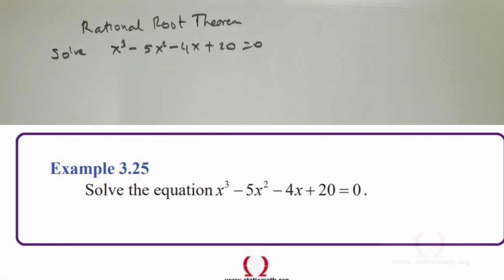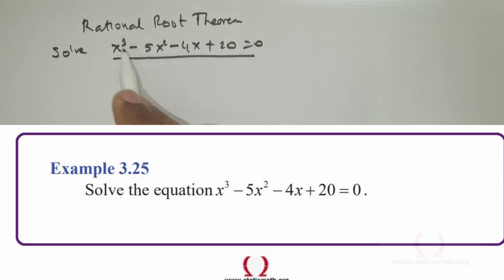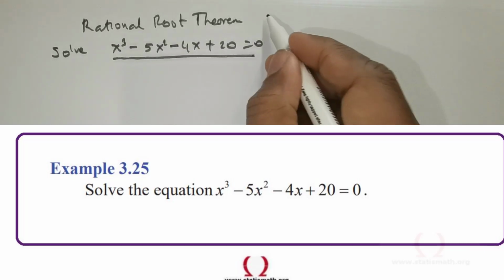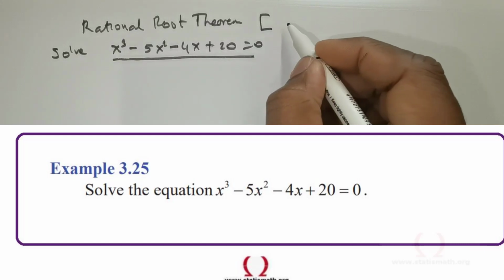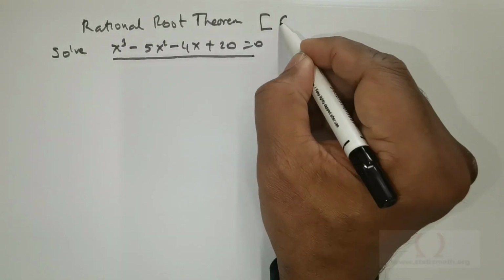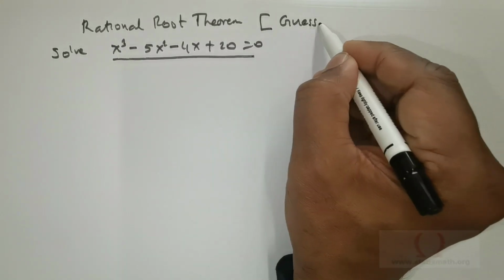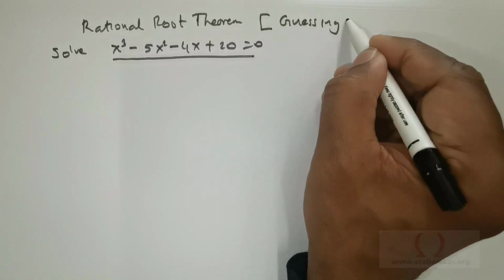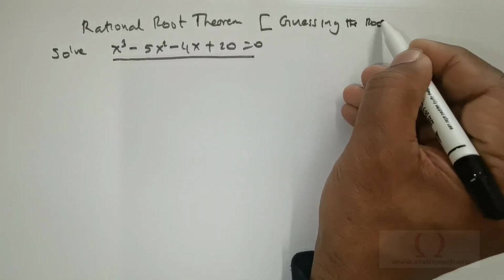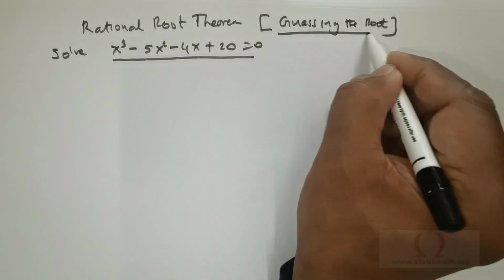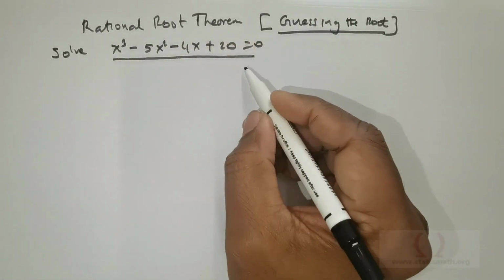Now, students, in this class we will be studying the rational root theorem. So we are given a polynomial of degree 3. Now, in short, what is this rational root theorem? It is nothing but guessing the root. Okay, that's all. That is the real meaning of this theorem, the rational root theorem.